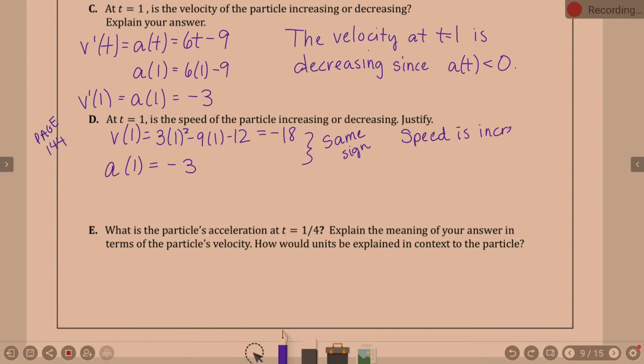Speed is increasing at t equals 1 since velocity is less than 0 and acceleration is less than 0. Or in other words, same signs. Okay. E when you're ready.